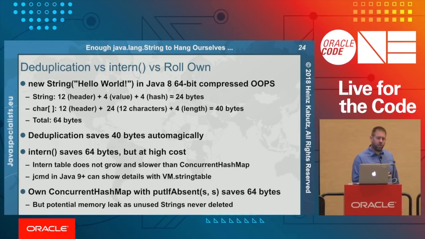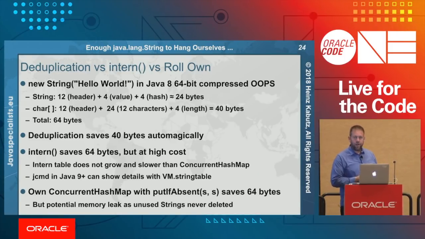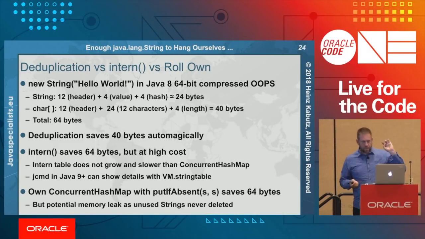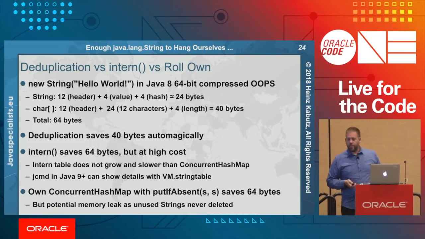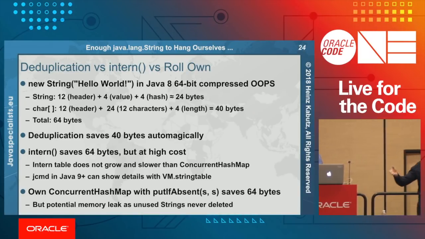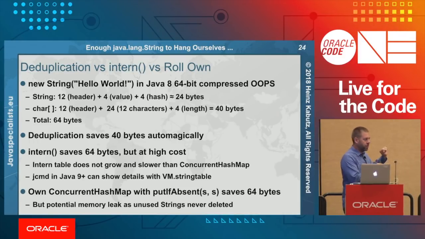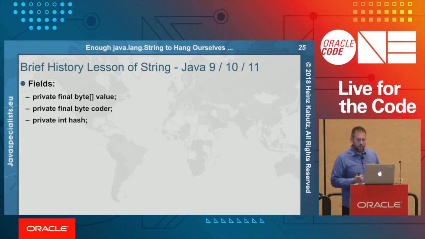You can also make your own ConcurrentHashMap to save memory, which means you could basically do your own intern. The problem is, you must be careful that you don't have too many unique strings, because otherwise you create a memory leak there. Basically, you can build your own deduplicator based on a HashMap or ConcurrentHashMap. You can build your own intern, a canonical version, so there's only one.